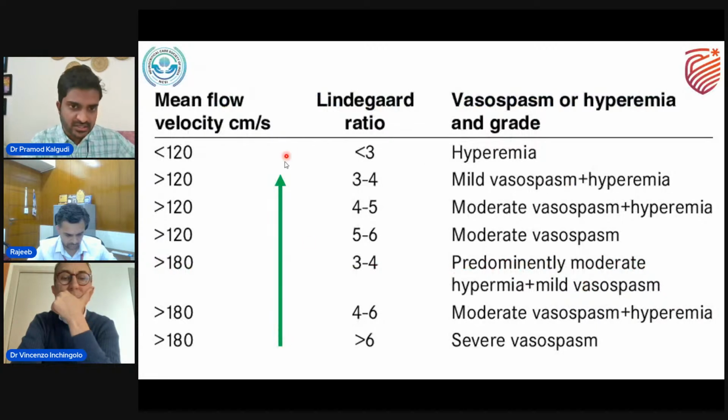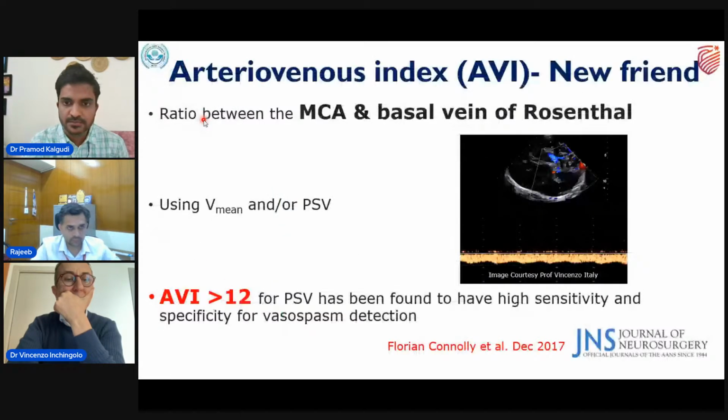So we all use this chart to treat our patients in the ICU. Whenever we encounter vasospasm, our patients fall into the bottom of this table. As we keep treating them, the patients go up the ladder and we achieve the normal spectrums in these patients. So this is just a correlation to show you how a severe vasospasm after the treatment would reduce the Lindegaard ratio along with the velocities.